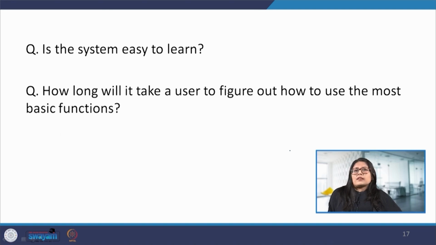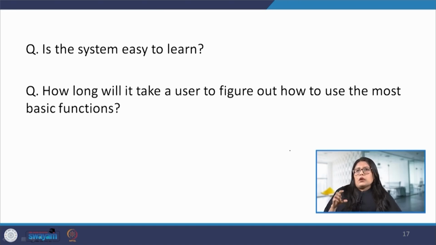So if we ask, is the system easy to learn, as a designer? Because in usability goals, we are at every step posing a question, and then we are checking whether our solution is answering that or not. So, if not, then do we have to change something in order to be able to answer that question.